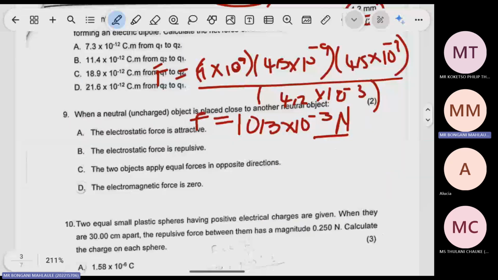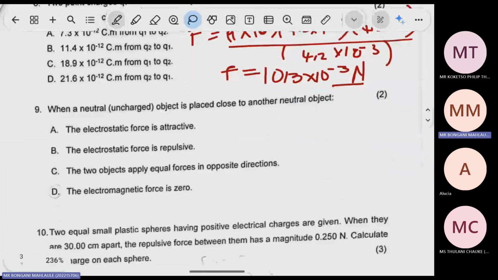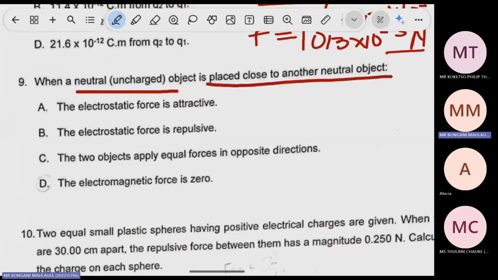Okay, in the meantime, let's do number 9. When you are still thinking about this one, let me do this. I want us to stick to one question. Then number 9, they were saying when a neutral and charged object is placed close to another neutral object, what will happen to the electrostatic force? So this one, it says the first option, the electrostatic force will be attractive or it will be repulsive. Then the two objects will apply equal forces in the opposite direction. Then number D, they were saying the electromagnetic force is 0.